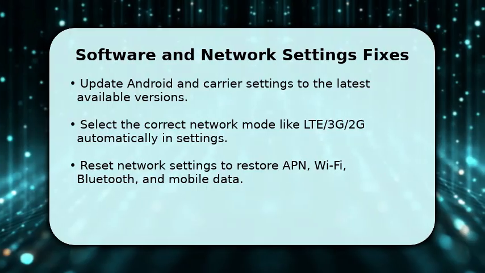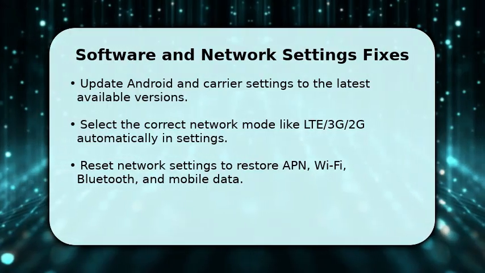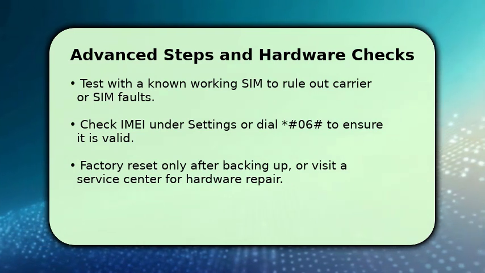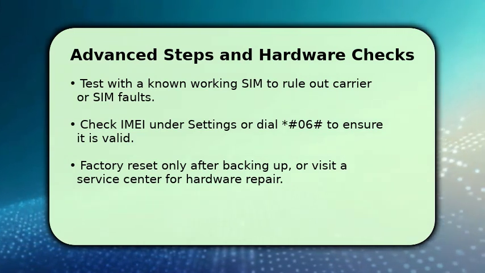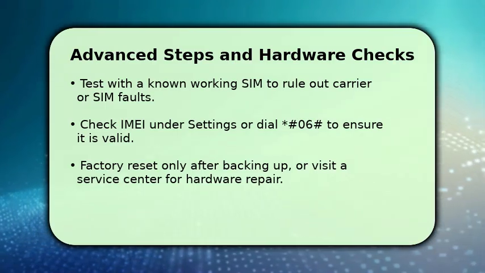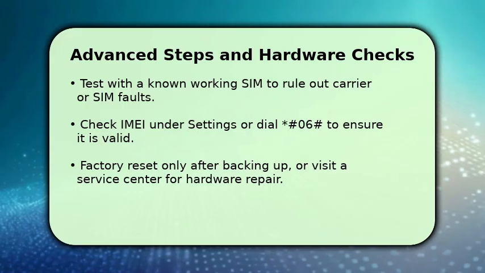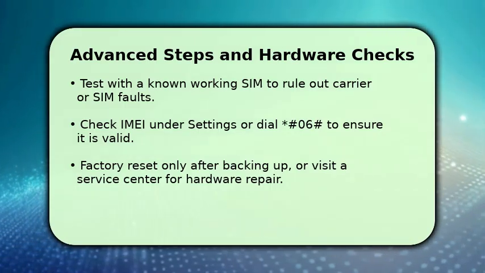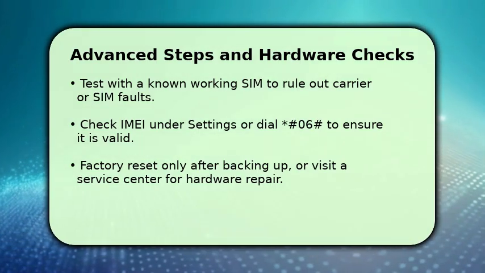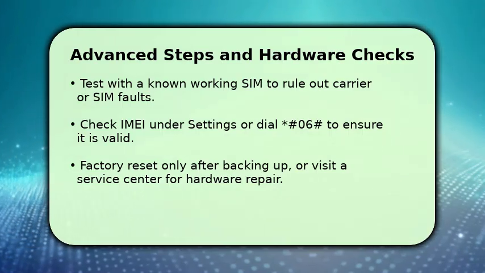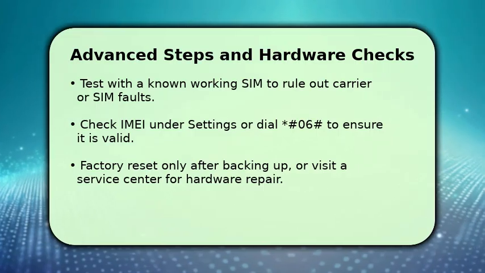If previous steps fail, power off and test with a different, known working SIM card. Dial *#06# to display the IMEI and confirm the device identity is valid. Boot into safe mode to check for third-party apps blocking network registration. Back up your data and perform a factory data reset only if necessary. If the issue persists, book a repair appointment at an authorized service center for hardware.